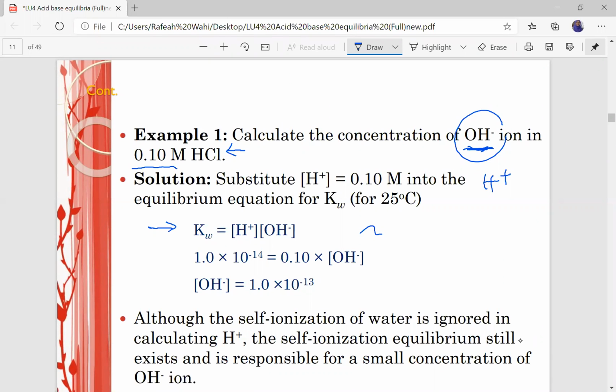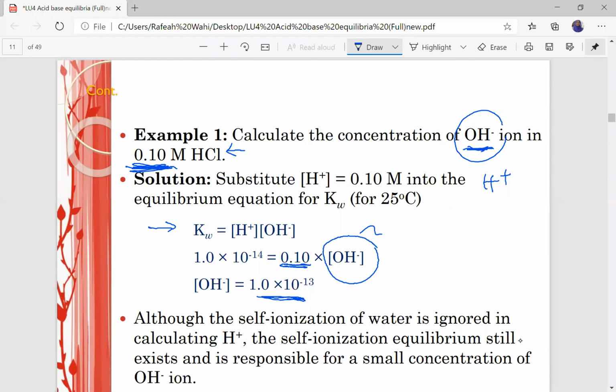Now how to solve this problem? Go to the equation Kw equals the concentration of H plus ion times the concentration of hydroxide ion. You know that Kw is 1 times 10 to the power negative 14. This is a fixed value. And from the question, the concentration of H plus ion is 0.1 molar. So you put 0.1 molar into the equation, and you are going to find the value for hydroxide ion. After you calculate, you will get the concentration of hydroxide ion.